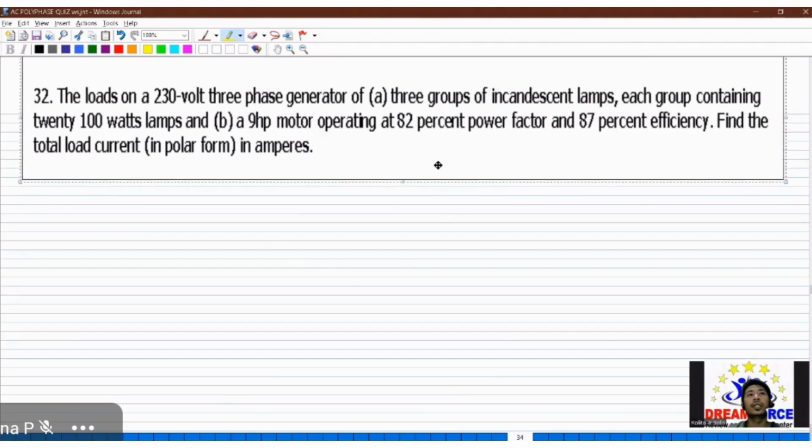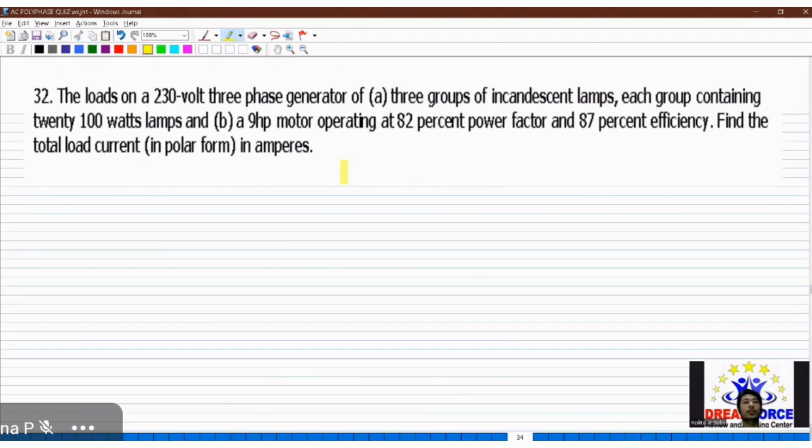Okay, so number 32. So 3 loads on a 230 volt 3-phase generator of 3 groups of incandescent lamps. Okay, so hindi ko na dinadrawing yung figure. So each group containing 20 100 watts lamps and a 9 HP motor operating at 82% power factor and 87% efficiency. So find the total current in polar form in amperes.